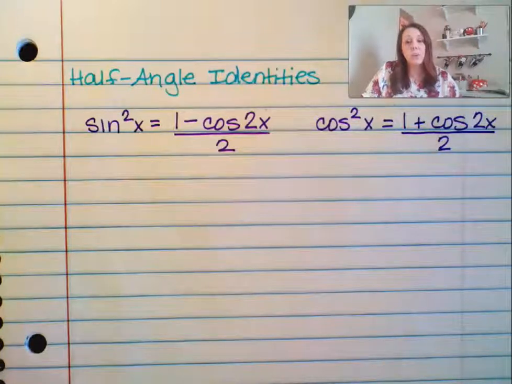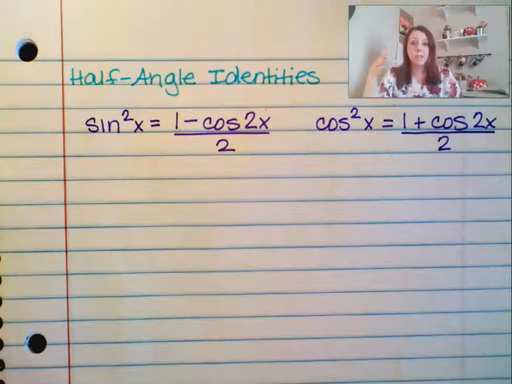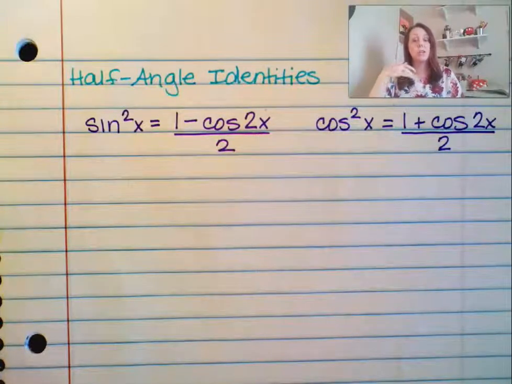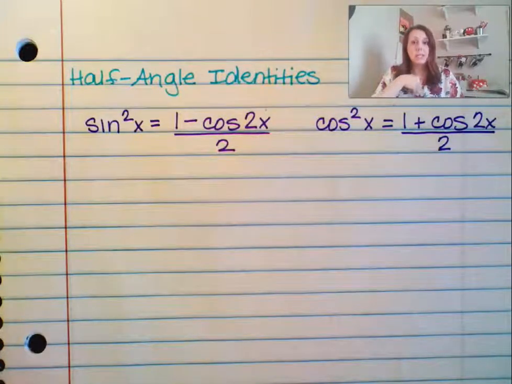In this last video, we're going to be talking about the half-angle identities. What we've done so far is we started with the sum and difference identities, which allow us to find the sine, cosine, or tangent of a quantity u plus v or a quantity u minus v. We then used those sum formulas to develop the double angle formulas, which allowed us to find the sine of 2x, the cosine of 2x, and the tangent of 2x.